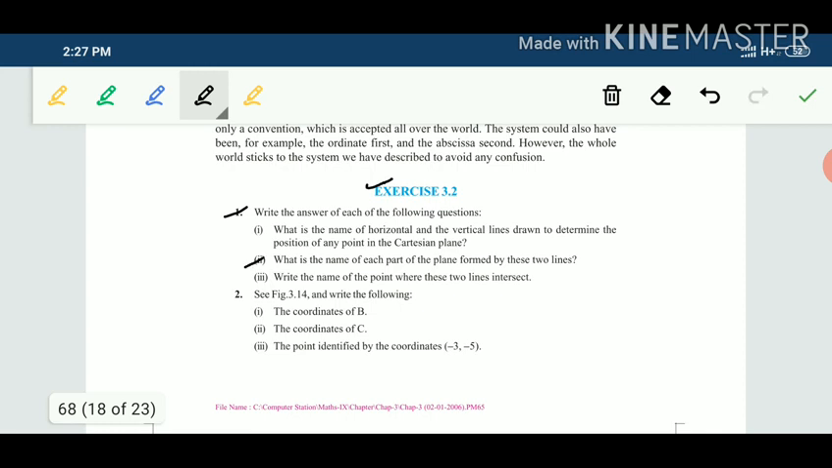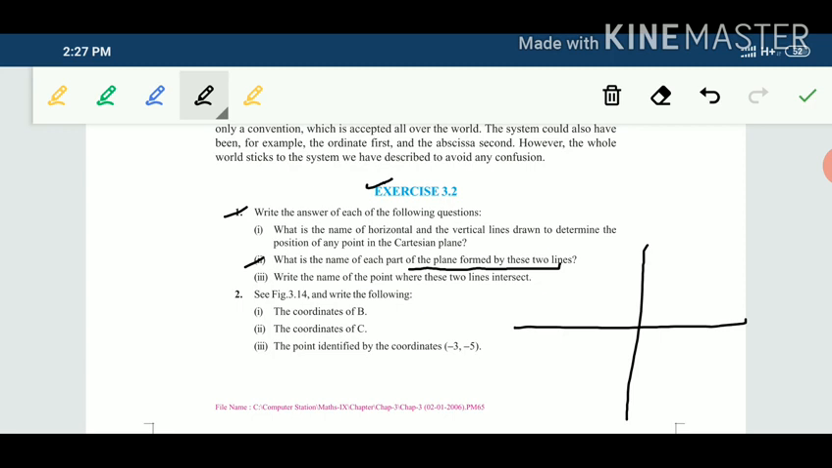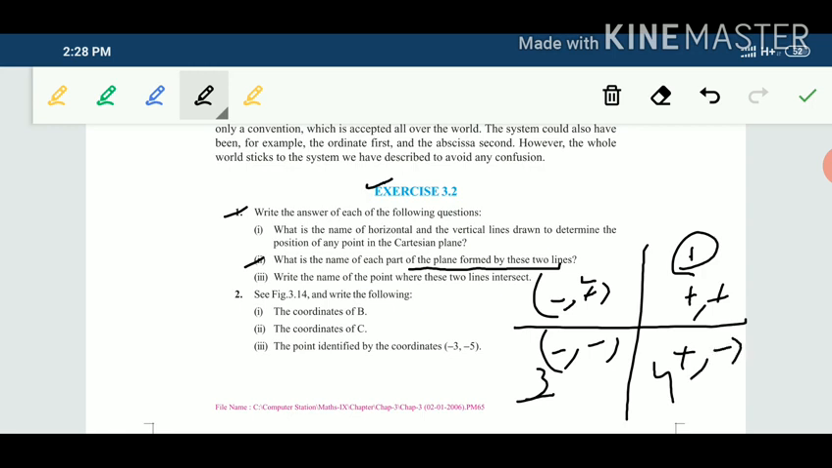Second part, what is the name of each part of the plane formed by these two lines? There are four parts: 1, 2, 3, 4. Name of the first part is quadrant 1. Here both the values are positive. Second part is quadrant 2, whose x is negative and y is positive. Similarly, it is the third quadrant. Here both the values are negative. It is the fourth quadrant. Here x is positive and y is negative. So write your answer: quadrant 1, quadrant 2, quadrant 3 and quadrant 4.